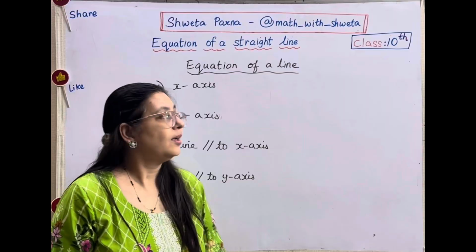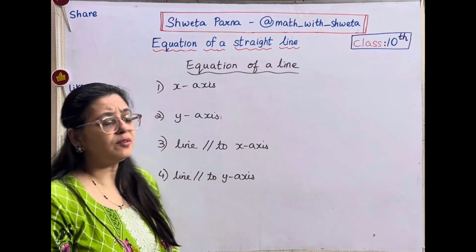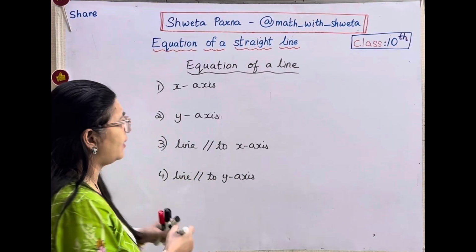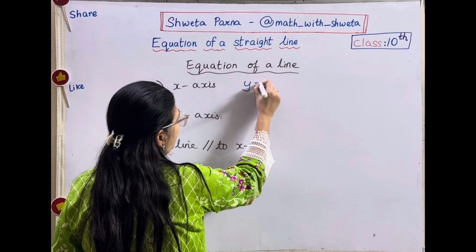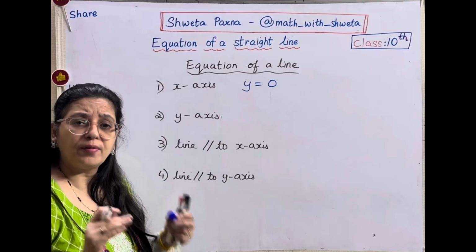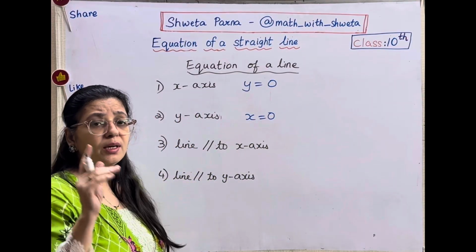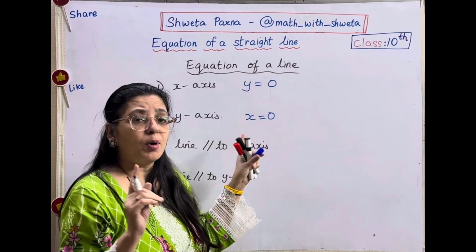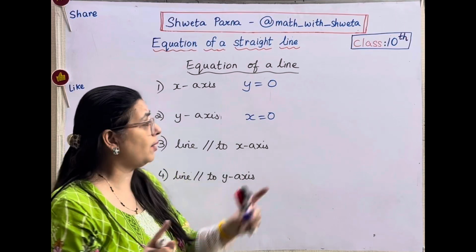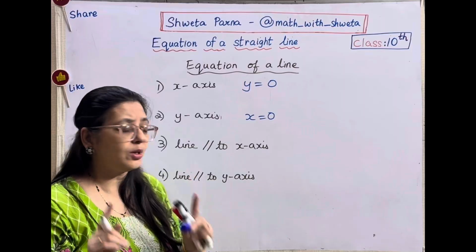Let's come to equations of the line in various forms. The first one: what is the equation of the x-axis? The equation of the x-axis is always y is equal to 0. What is the equation of the y-axis? It is always x is equal to 0. Listen kids, I am not talking about slope. I am not talking about angle of inclination. I am talking about equation. So, the equation of the y-axis is x is equal to 0.